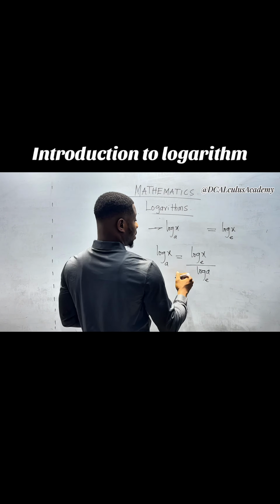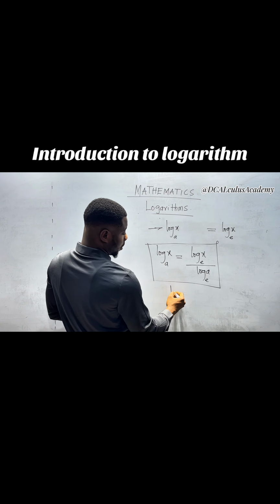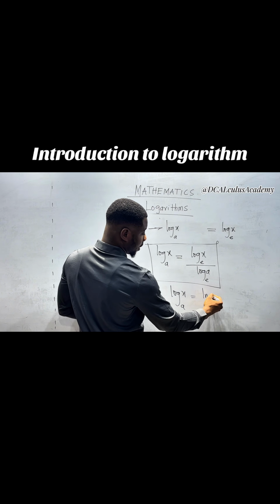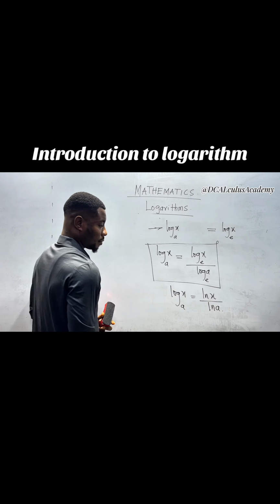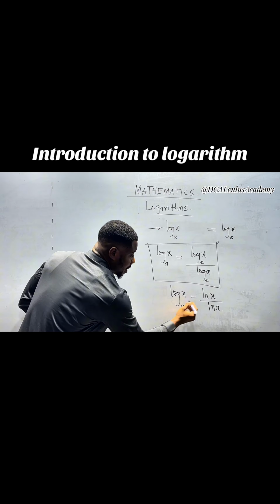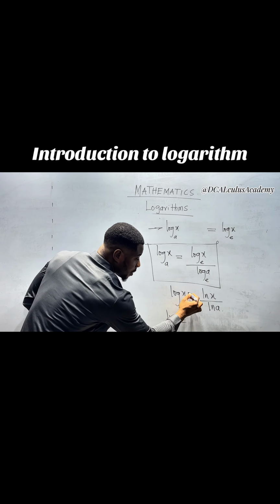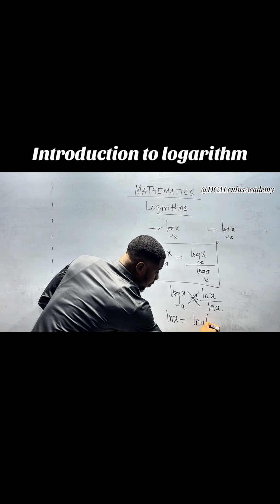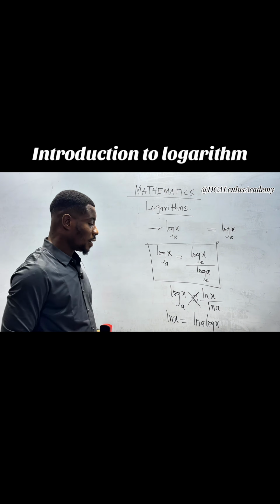This means I could say log of x to base a is equal to ln x divided by ln a. If I decide to make ln x the subject of the equation, we can cross multiply, so ln x is equal to ln a times log of x to base a.